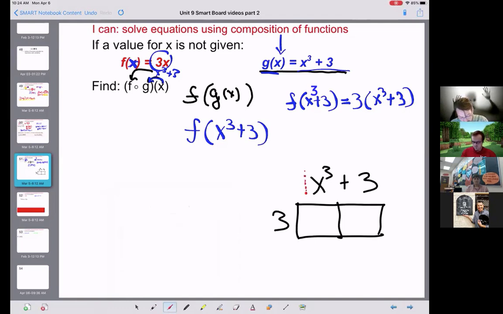So 3 times 1 is 3. And then we bring down the x to the third. And 3 times 3 is 9. It's positive. And so this ends up being 3x to the third plus 9. That is f of x plus 3.